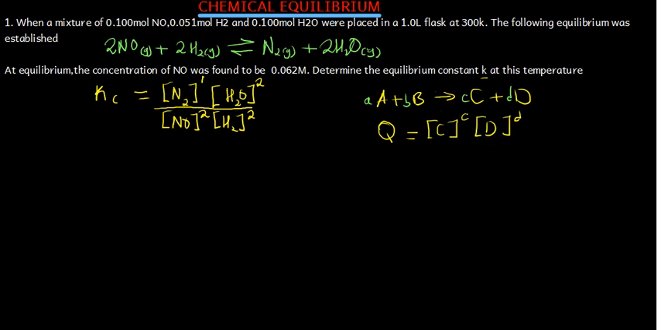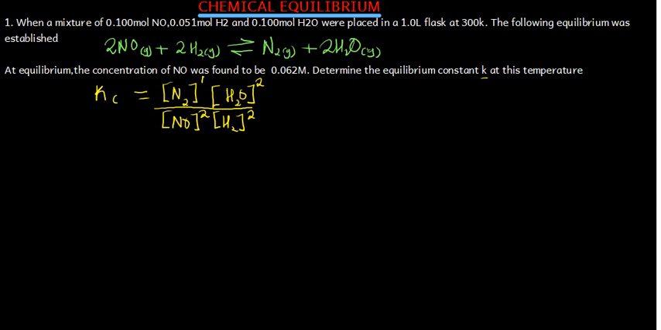When the reaction reached equilibrium, we don't yet know the concentrations, but what we know is when the reaction was just starting. So let me write the reaction again. We have 2 nitrogen monoxide reacting with 2 hydrogen, forming nitrogen and water. So at the beginning, what was the concentration of nitrogen monoxide?